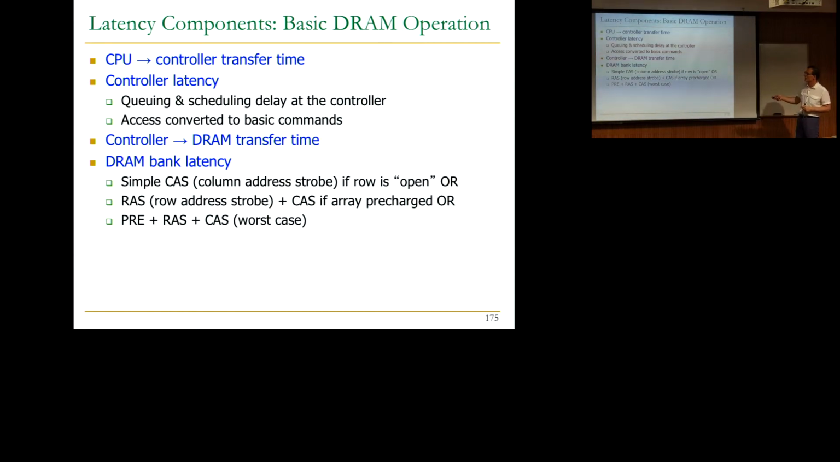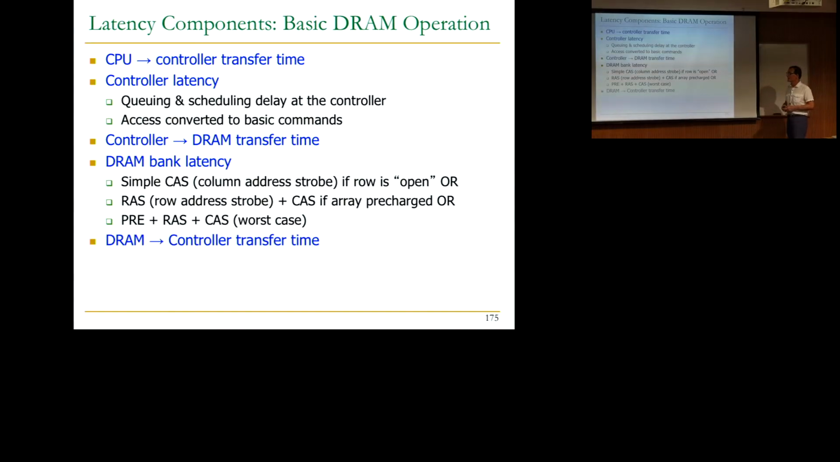And then you send the read or write if the array is already precharged. And in the worst case, you need to precharge the array, activate the row that you want, and then send the column command. I'm using this terminology because sometimes people use this terminology. DRAM is a little bit messy. People use this sort of terminology. But basically, this is precharge, activate, read, write. In the worst case, the bank latency takes this much.